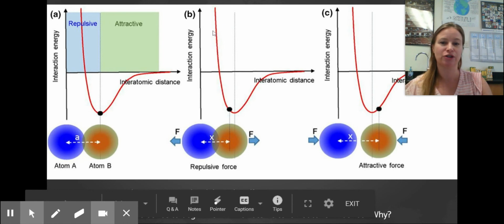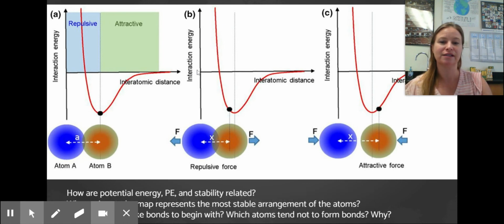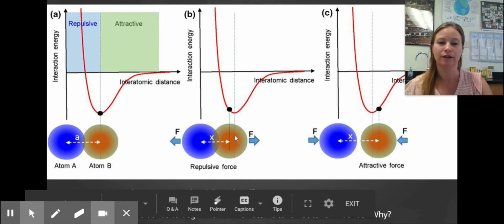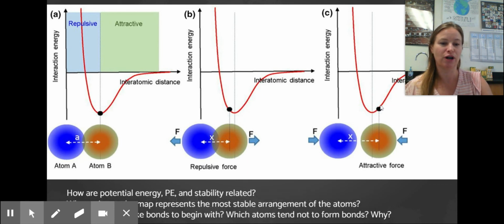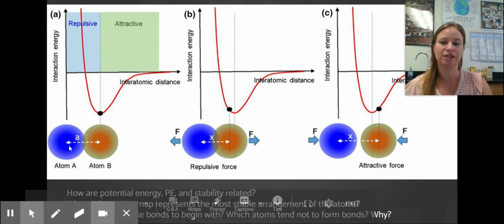So this is potential energy versus the distance between these two nuclei. Too far apart, too close together, just right. Lowest energy, so this is stable.